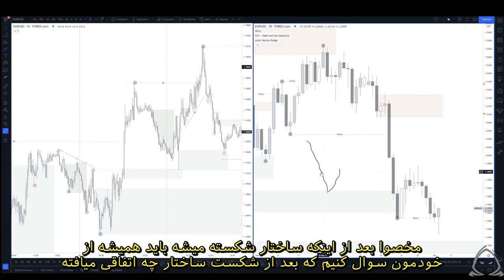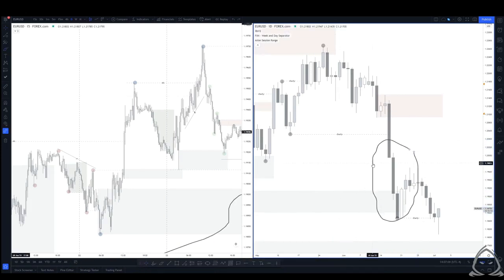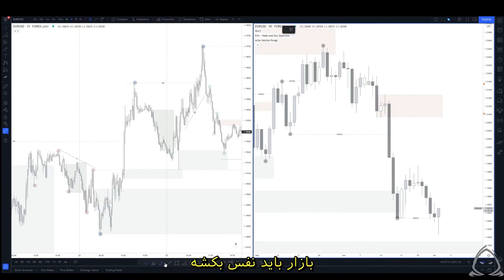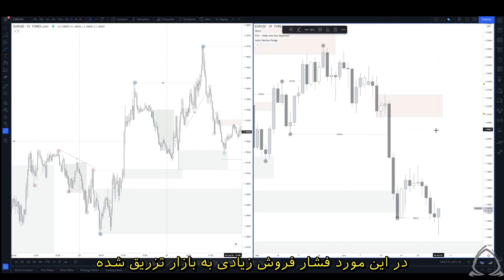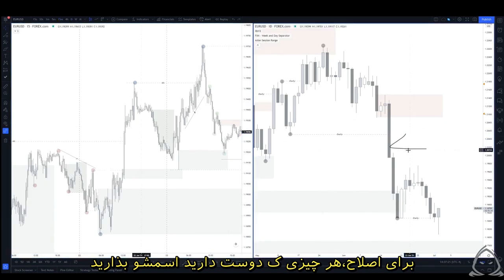A question we always should ask ourselves: what happens after we break structure? We will continue running for a while, but ultimately what's going to happen after that? We need to pull back. Profit taking needs to happen. The market needs to breathe. It's been over-injected with selling pressure in this case. So at some point we need to start to see a relief rally for price to correct, price to pull back, price to retrace, whatever way you would like to describe it.